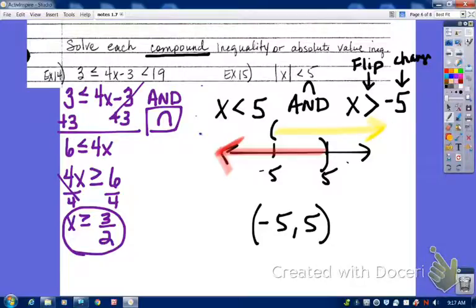Why no brackets here? Because the original problem says less than 5. So if you put negative 5 in and took the absolute value, you would get 5 is less than 5, and that's not true because 5 is equal to 5. So negative 5 cannot be a solution and positive 5 cannot be a solution, but anything between those two numbers are.